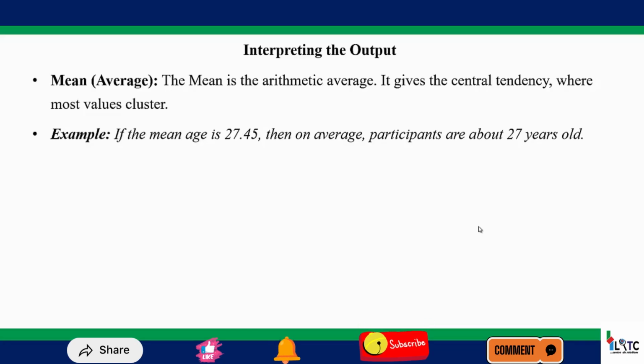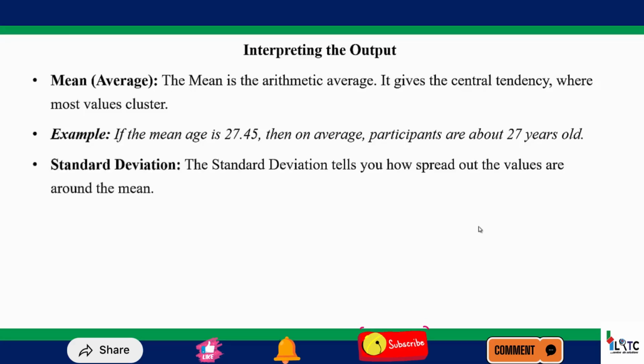And if the mean is around 30, then you should know that the participants on average are around 30 years old. The next statistic which you will certainly see when you run your descriptive analysis is median, which shows the middle value. The next is standard deviation, and standard deviation simply tells you how spread out the values are around the mean. For instance, if the mean age is 27.45, then the standard deviation will give you a value that shows how your data spread around 27.5.